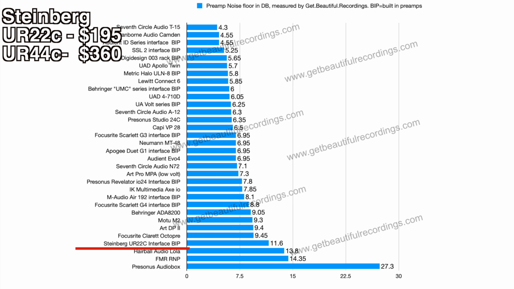The Steinberg UR series. These had the worst preamps of all of my tests, but other than that, they're a good interface. They're reliable and they're easy to use. They're priced a little bit high in my opinion, so overall, I would rate them as being below average.